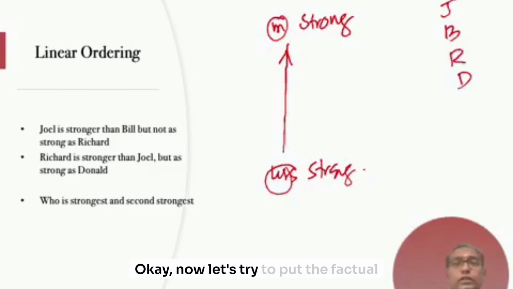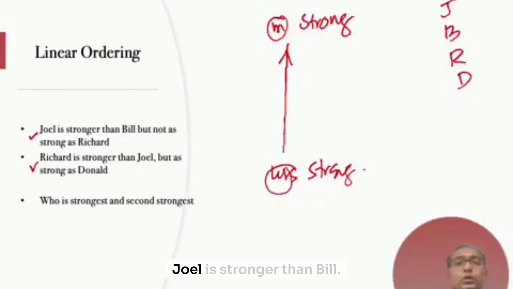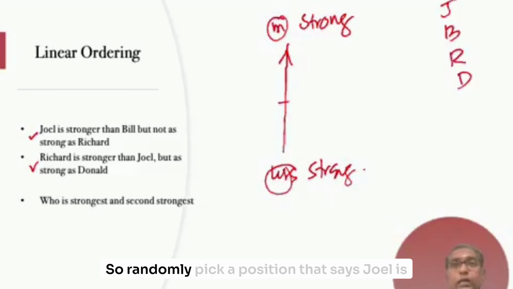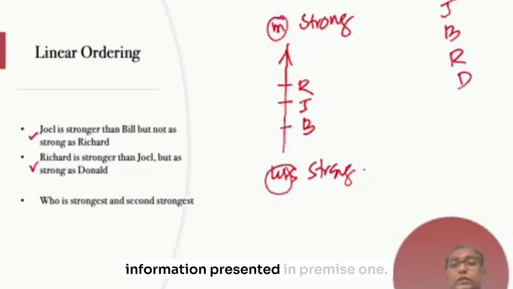Okay, now let's put the factual information provided in each premise on this diagram and see how it helps us. Joel is stronger than Bill. So Joel should go up and Bill should go down. So randomly pick a position for Joel; he's stronger, so towards this side than Bill. Joel is stronger than Bill, but not as strong as Richard. So Joel is less strong than Richard. So Richard can go here, right? Now let's look at the next one. So that's how you can represent the information presented in premise 1.